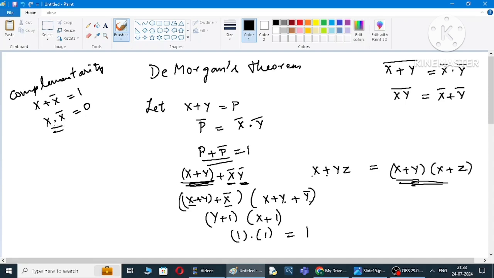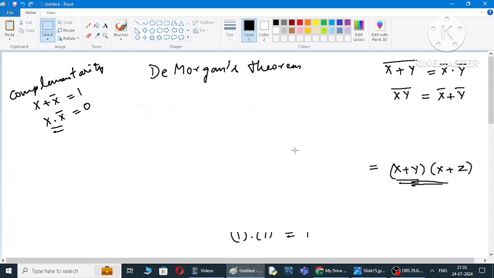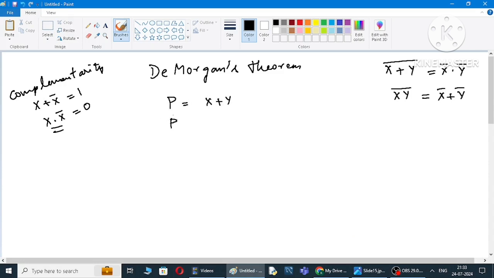We should also prove the next law, which says x times x bar is equal to 0, right? So we will give that proof also. Now let us assume p is x plus y. Then what is p bar? That is, what is the complement of x plus y? X bar dot y bar. This is what De Morgan's law states. Now we have to prove that p dot p bar is equal to 0. So what is p? X plus y. What is p bar? X bar y bar. Now you have to multiply this and prove that it is equal to 0.